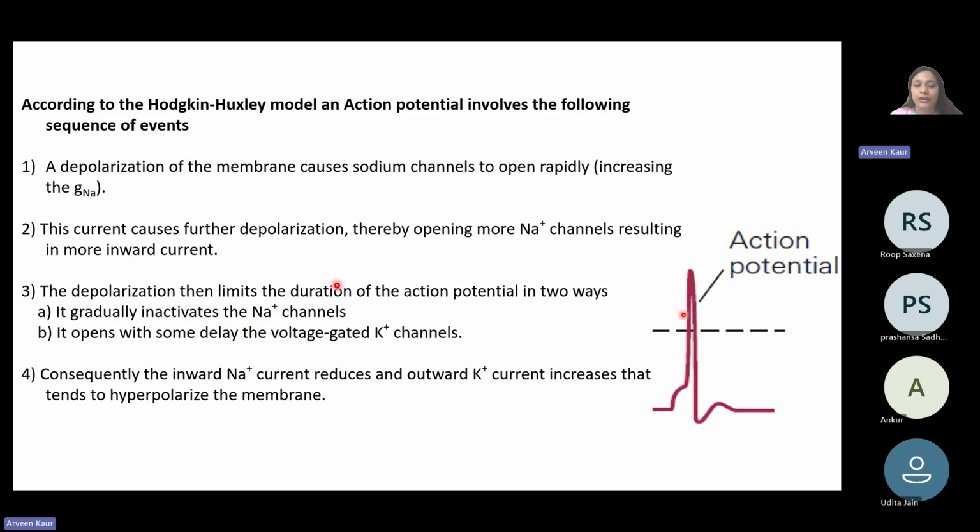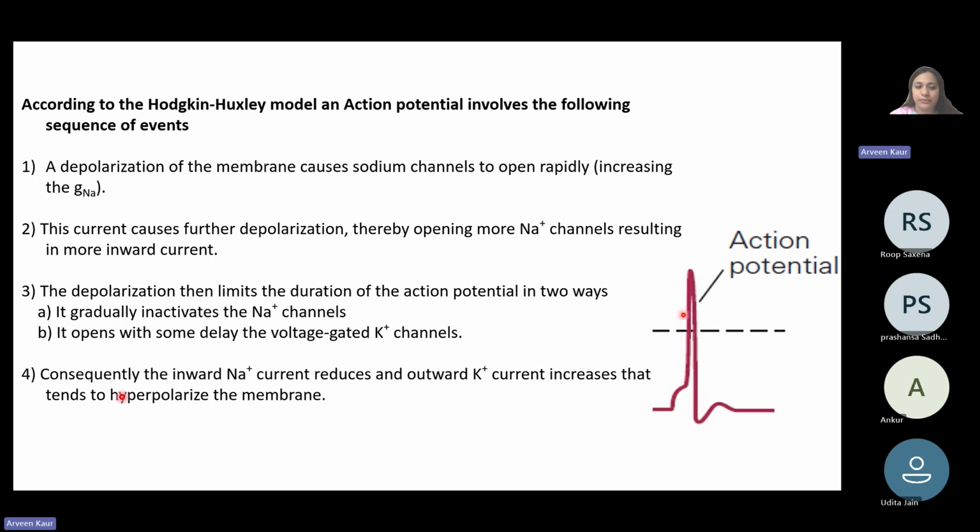It will limit the duration of the action potential in two ways. Whatever sodium channels are open cannot always remain open; they have to close at some time, so they will gradually get inactivated. Also, when this change is happening, the driving force for potassium has drastically changed, so the membrane wants to come back closer to the equilibrium potential of potassium channels. And that is repolarization. It is closer to the resting membrane potential.